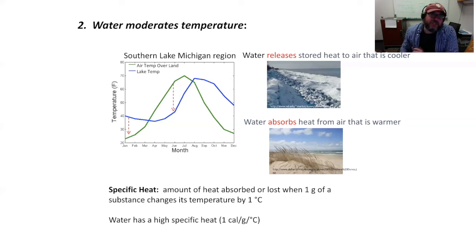And you can see that in Lake Michigan. So if you look at this graph, you look at the months on the x-axis here, temperature on the y-axis. Remember, we'll spend some time talking about graphs next week.